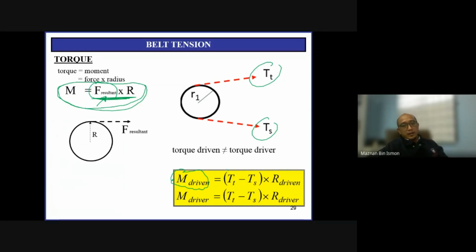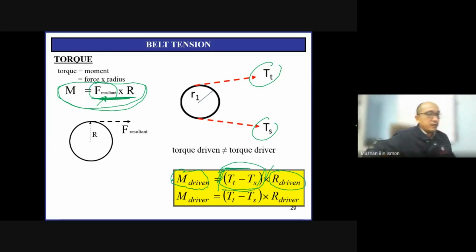Then the tension on the tight side minus the tension on the slack side, multiplied by the pulley radius, gives you the torque or moment that it can transfer from the pulley. So that is the torque. How to get the torque? You have to get the resultant tension, resultant force. Okay.